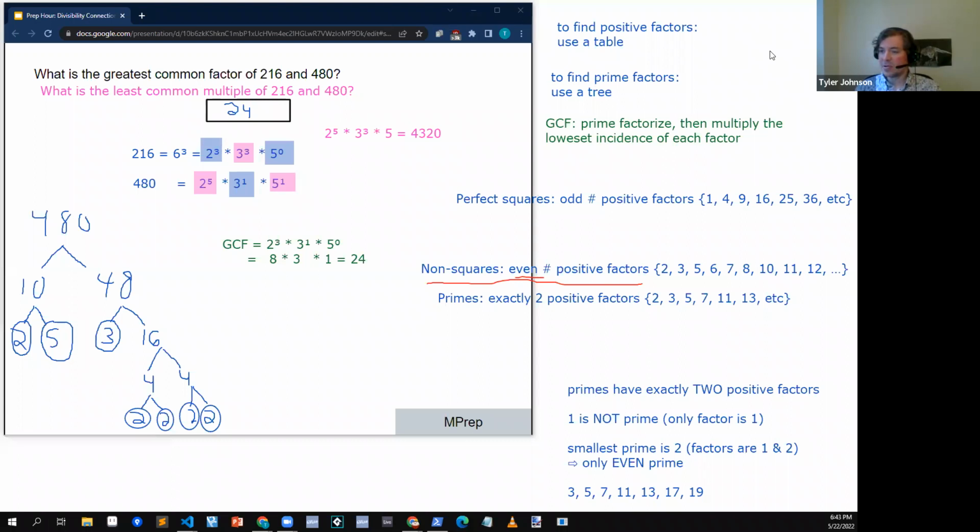Let's see how these processes might show up in a word problem. Give this one a shot.